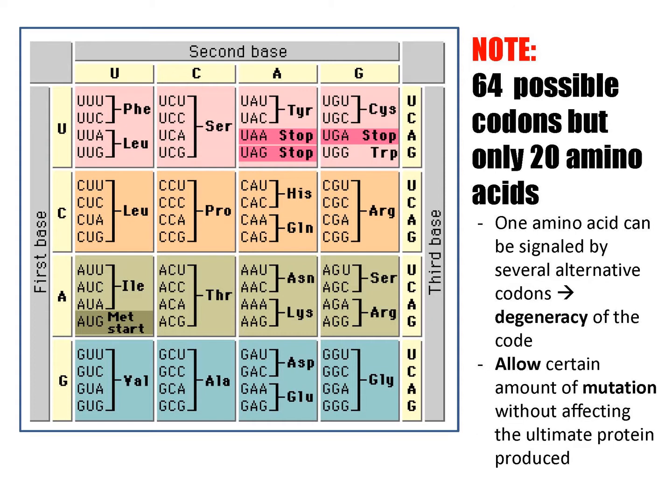that specific amino acid. For example, leucine and serine, LEU and SER, can each be represented by any of 6 different triplets. And only tryptophan, TRP, UGG, and methionine, MET, AUG, are represented by a single codon.